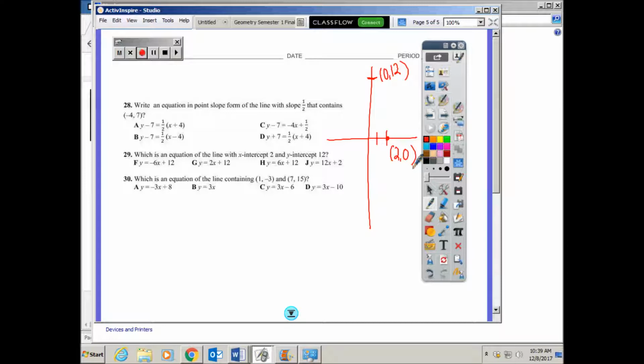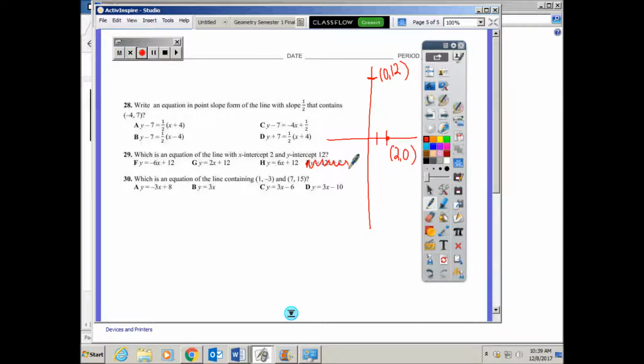what's my y-intercept on this equation? Plus 12, right? So it could be that. What's my y-intercept here? Plus 12. It could be that. What's my y-intercept for H? Plus 12. Could be that. For the equation for J, y equals 12x plus 2, my y-intercept in this equation would be 2. But they've told me they want the y-intercept to be what? 12. So it can't be that.